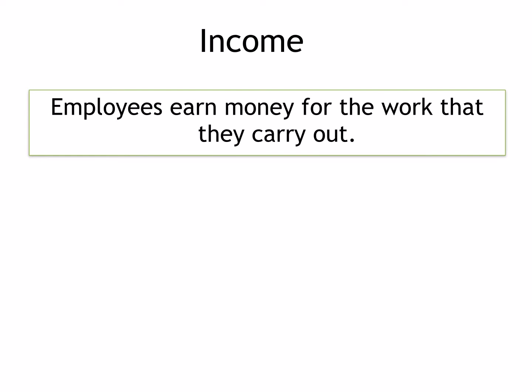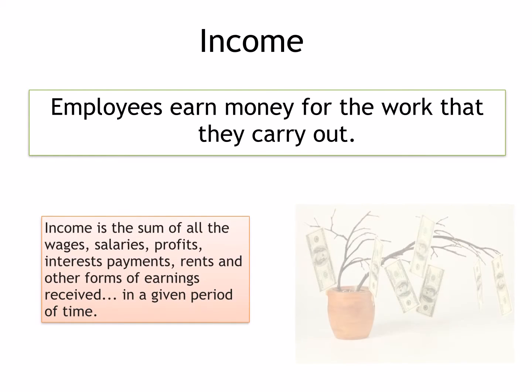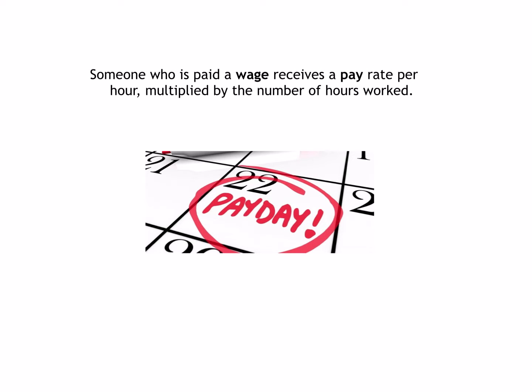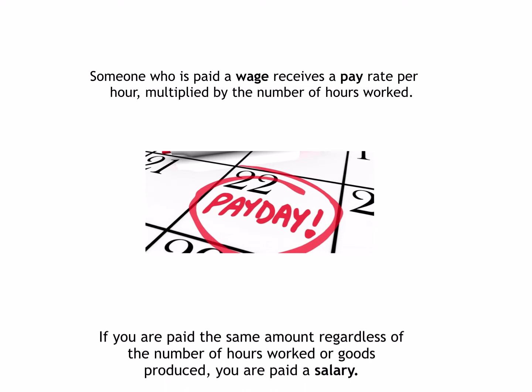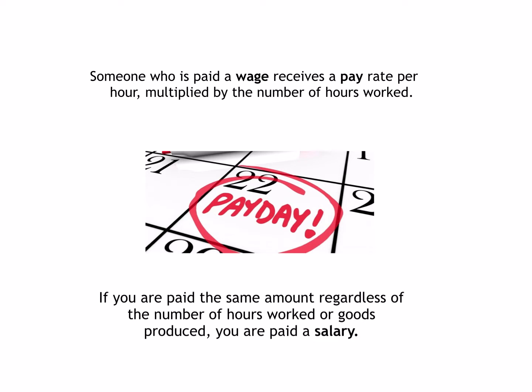So what is income? Employees earn money for the work that they carry out. Income is the sum of all the wages, salaries, profits, interests, payments, rents and other forms of earnings received in a given period of time. Someone who is paid a wage receives a pay rate per hour multiplied by the number of hours worked. If you are paid the same amount regardless of the number of hours worked or goods produced, you are paid a salary.